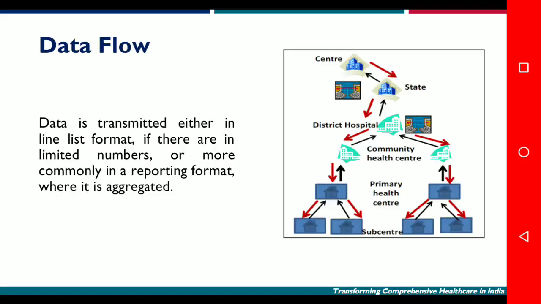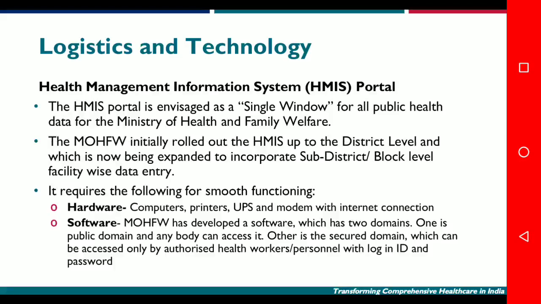Now here is the data flow. How is data transmitted? Data is transmitted either in the line list format, if there are limited numbers, or more commonly in a reporting format, where it is aggregated. Starting from the subcenter, information will go to the PHC. From the PHC, the information will be sent to the community health center, where the compilation is done, then to the district hospital, to the state, and then from the state to the central. So that is the hierarchy of the data flow.